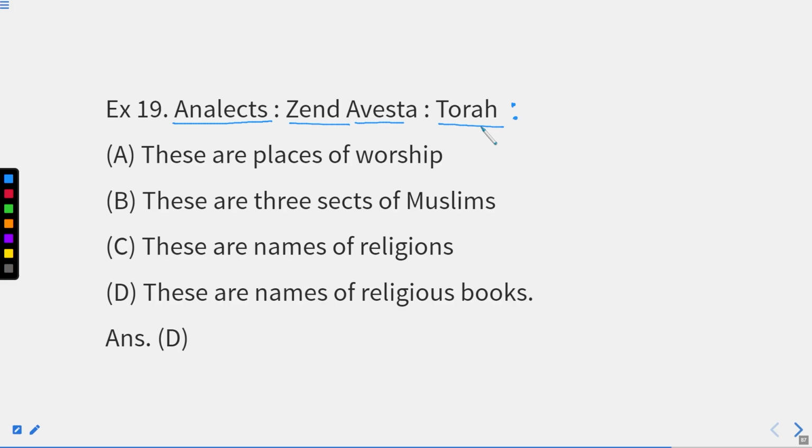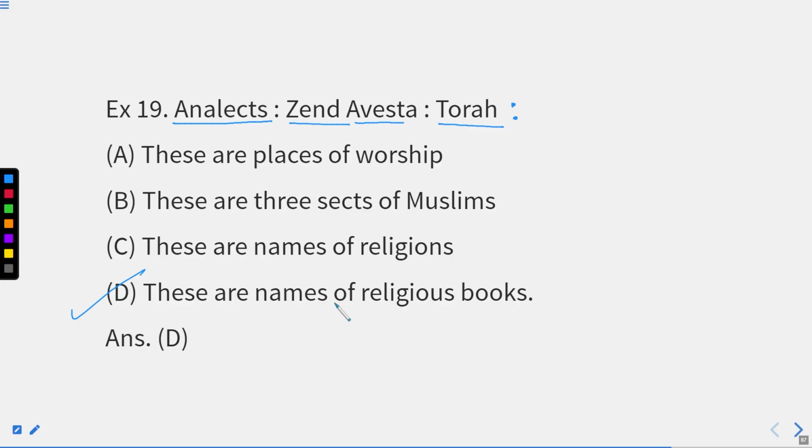Those students who are good with their knowledge part as well, they know about the Quran, they know about the Gita, they know about the Bible, so they must have heard about these books as well. So they are nothing but the names of some religious books. What are they? They are the names of some religious books.